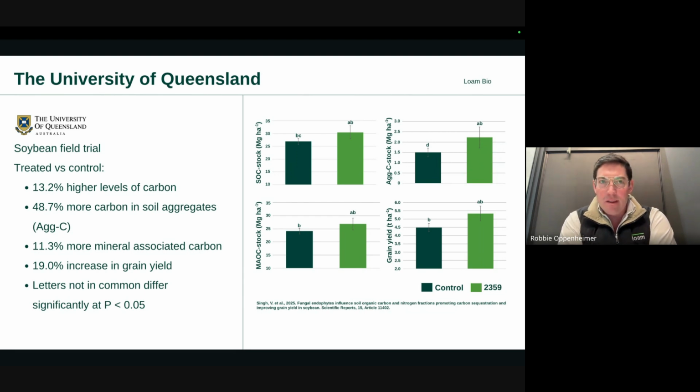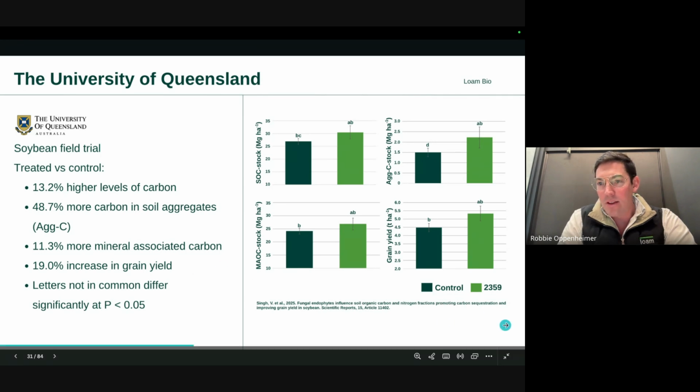Previously, I spoke about the University of Queensland work that was published earlier this year. What's interesting in this trial is they saw the same kind of data where there's an increase in total carbon with our 2359 strain, that's the active ingredient in CarbonBuilder wheat, 13.2% higher levels of total carbon. But what's driving that ultimately is the increase in aggregate carbon, the increase in mineral associated carbon. And what's exciting in this trial is also they saw a large increase in grain yield, more than we typically see in our own trials.